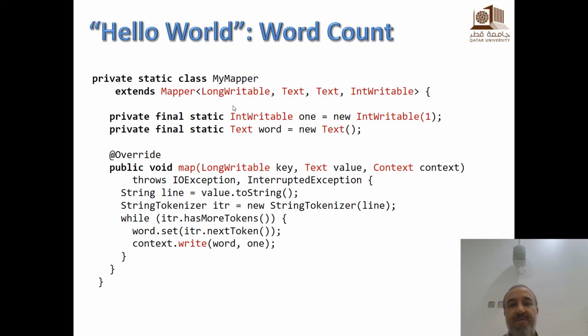It is Text because it is a string. Remember, everything has to be writable. So these have to be writable types, types that implement the Writable interface.